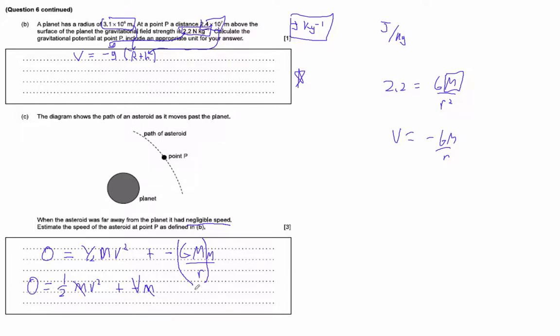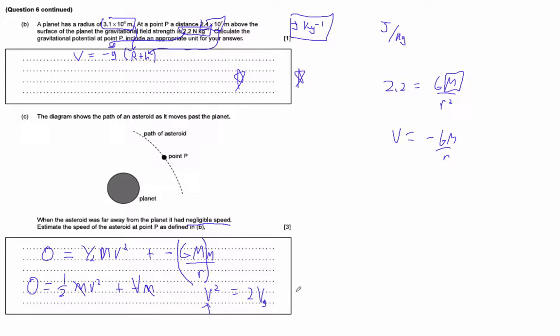You can just plug in here. The velocity squared will be twice that potential, and the opposite of it. I mean, make it positive, and then just take the square root. So this is velocity. This guy here is the gravitational potential that you figured out here, okay?